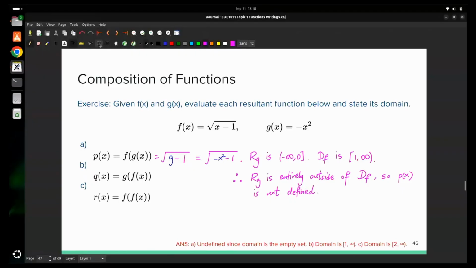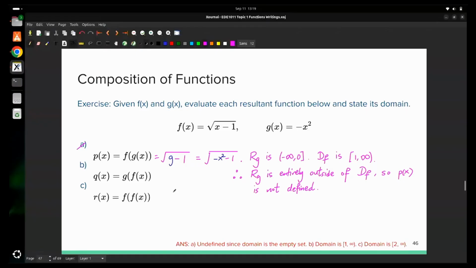Is that right? Okay, so in other words, for this function, there's simply no x, there's simply no input for which you can calculate a number out. That's the takeaway from the analysis here. Is that right? Okay, so that's for A.